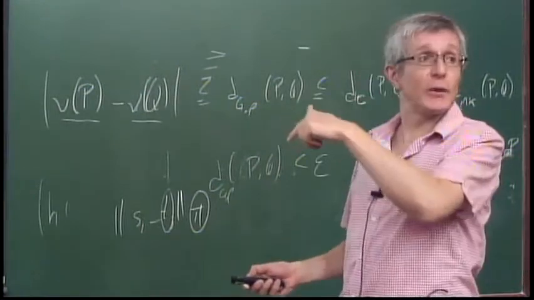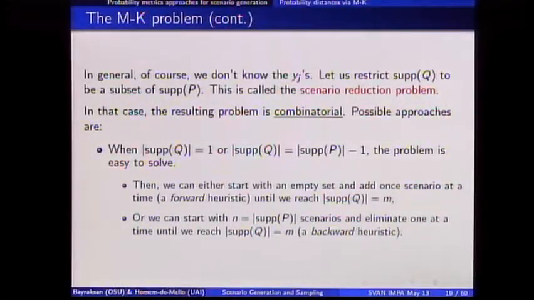You could also do the other way around. You could start with the whole thing and drop one by one, because that's easy to do, until you reach the number that you want. But again, those are heuristics. You have one solution here, but it's not necessarily the optimal solution. But this is something that is very easy to implement.